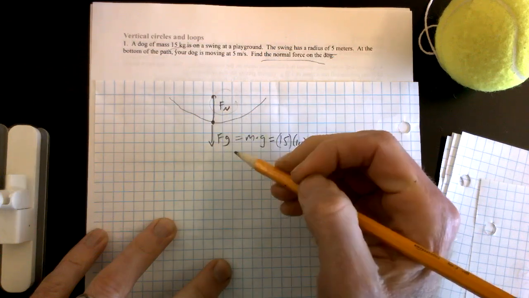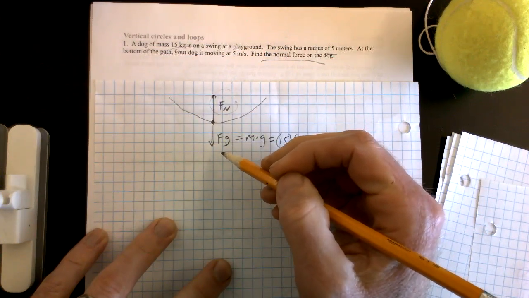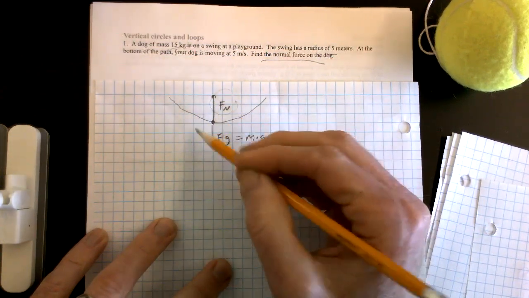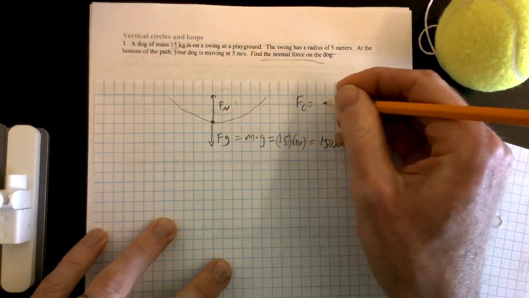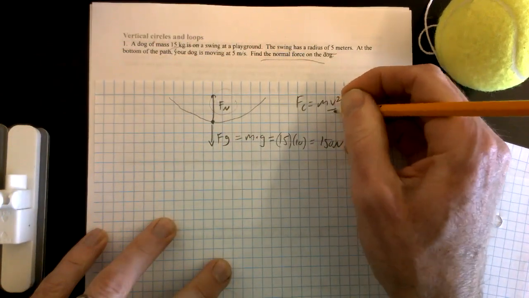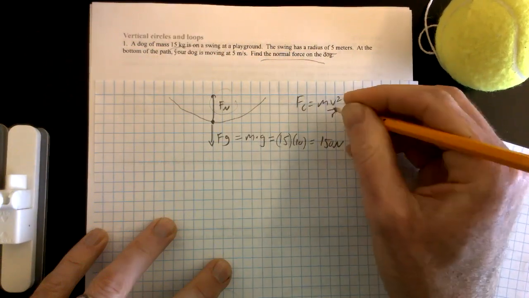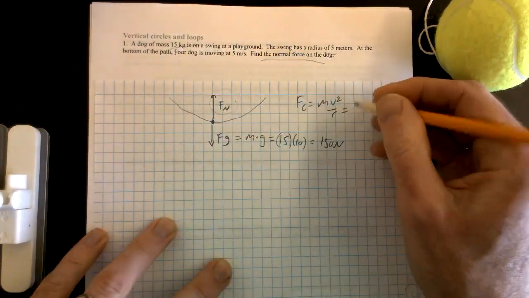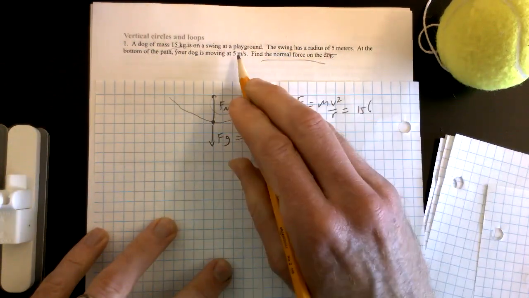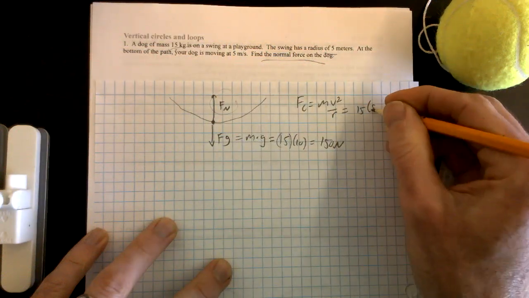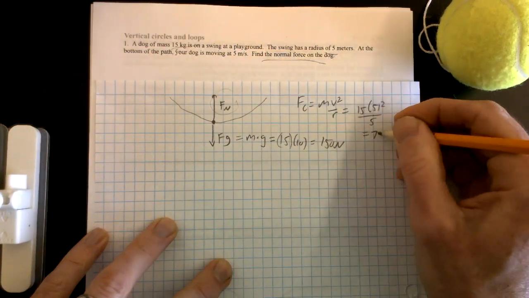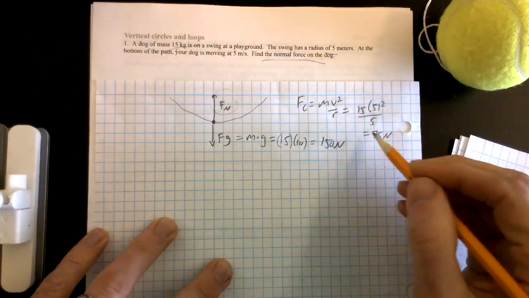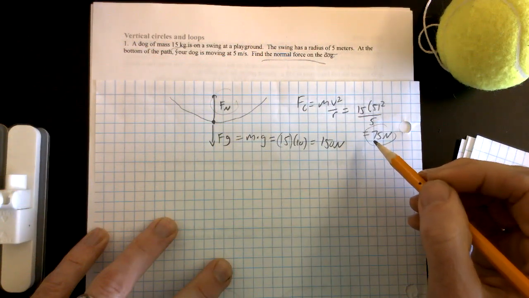Now we have to find the normal force. In order to find the normal force, we actually have to figure out first how much centripetal force we need on this dog. So let's do a little side quest here, and let's figure out how much centripetal force we need. mv squared over r. So that's 15, and 5 is the velocity. 5 squared divided by 5, and then this turns out to be 75 newtons. So you need 75 newtons of centripetal force.